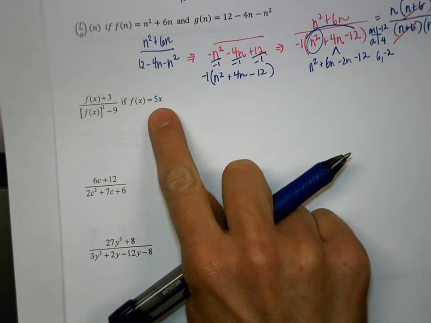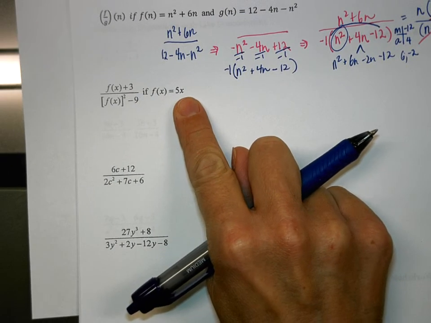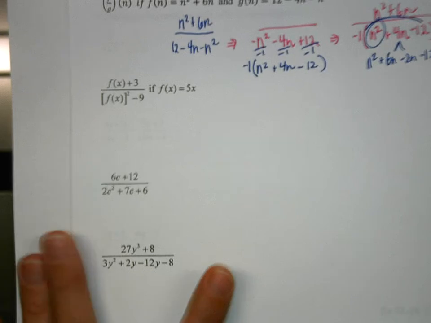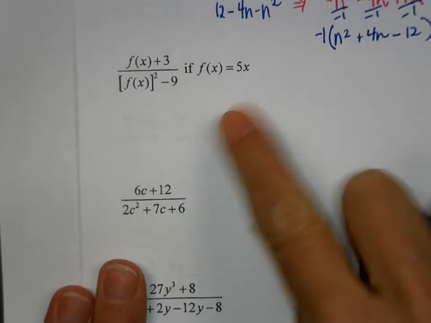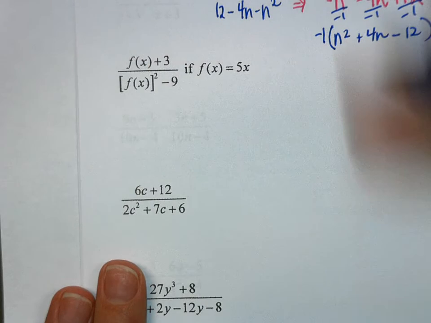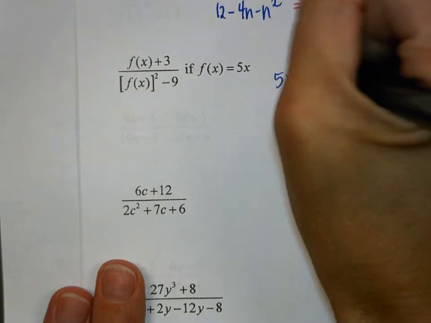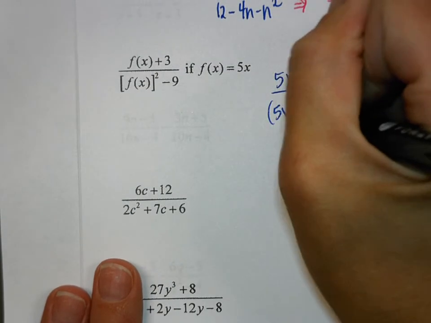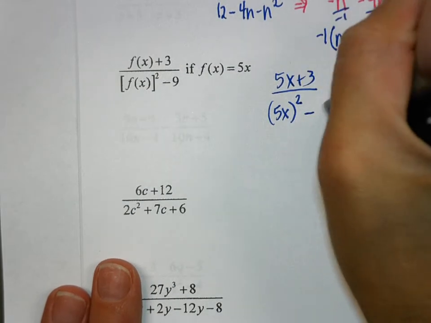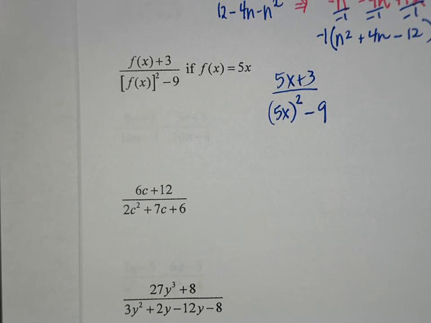All right. So next one, they're telling us you have this problem, and they're telling us that f of x equals 5x. I'm going to make this a little bit bigger. Okay, so all we're doing is substituting in 5x for f of x. So how would I write that? Good. Very good. Now be careful of this because this is really 5x squared minus 9. So make sure that whole 5x part is being squared.